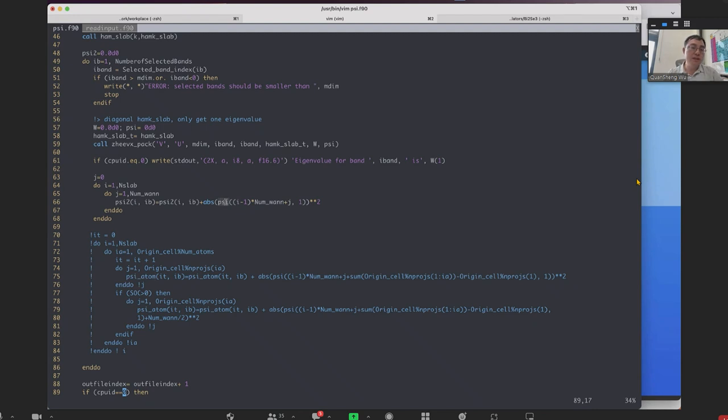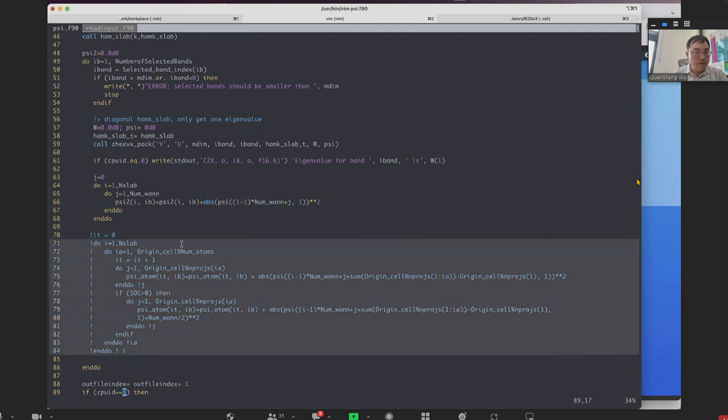Because we know the basis of the wave function, right? The basis for the wave function for the slab is that we have one slab, second slab, and the third slab. And for each slab, you have a number of atoms, right? And then you have a number of Wannier functions, the dimension of the number of Wannier functions. For each Wannier function, you have the position of that atom, right? So you can get that. Yeah, that's it.